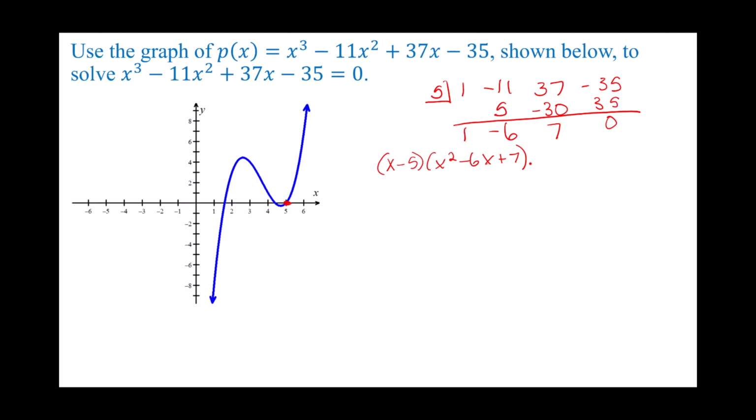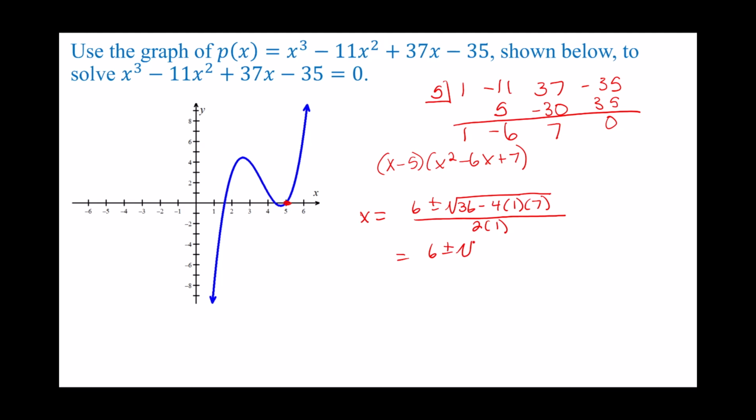Now to find the other two zeros, I need to factor or use the quadratic formula with x squared minus 6x plus 7. And that one doesn't factor, so let's use the quadratic formula. So we know x is negative b, so negative negative 6, plus or minus the square root of b squared. So negative 6 squared is 36, minus 4 times a, which is just 1, times c, which is 7, all over 2a, so 2 times 1. And then I'll simplify that.